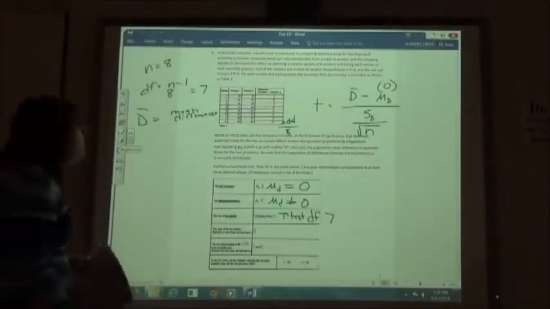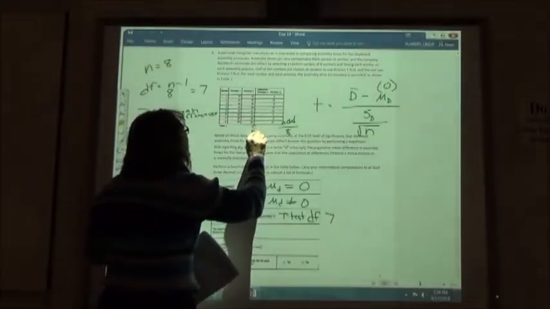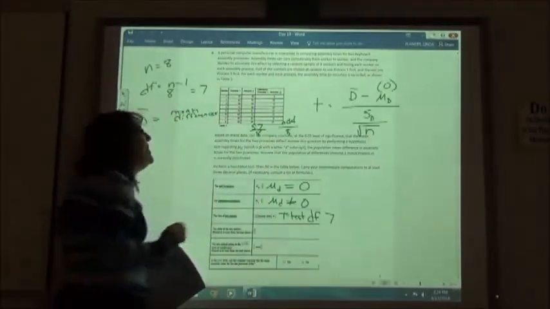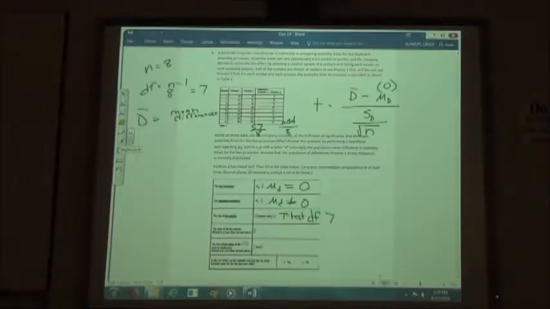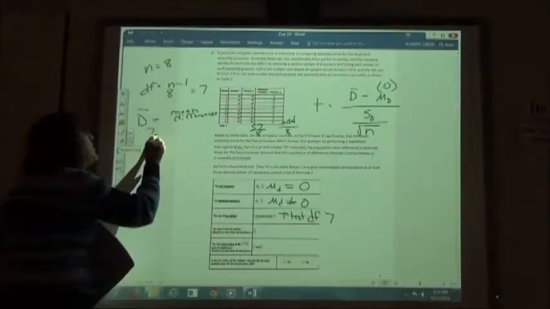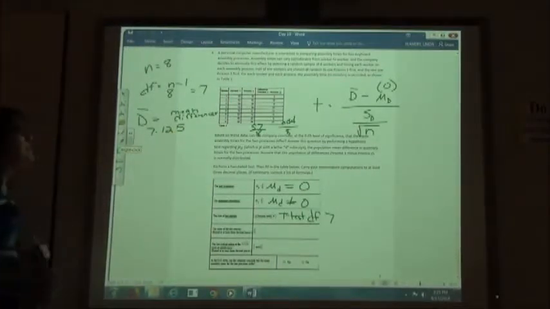57, for some reason I didn't write it down, but 57 divided by 8 then is going to be what the mean of our differences is. If you take 57 divided by 8, what do you get? 7.125. Okay, that's the right number.